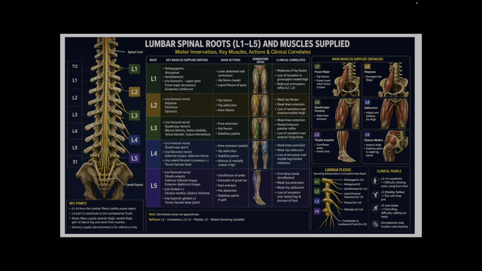So ankle dorsiflexion and inversion are by tibialis anterior, L5 root, and hip abduction is also by gluteus medius. Hip adductors mean L4, quadriceps femoris means L3, L2 iliopsoas, which is the strongest hip flexor, and L1 is the psoas major causing hip flexion and trunk flexion when the femur is fixed.